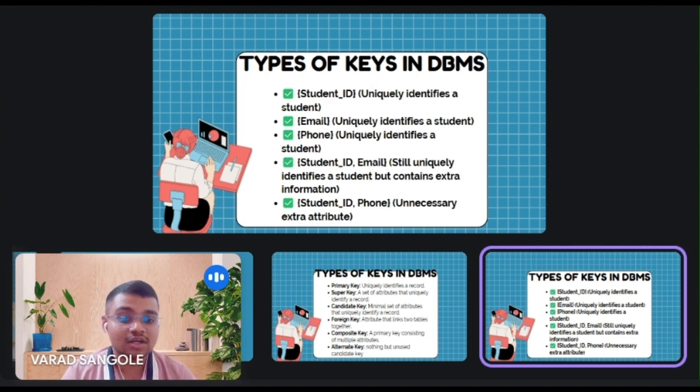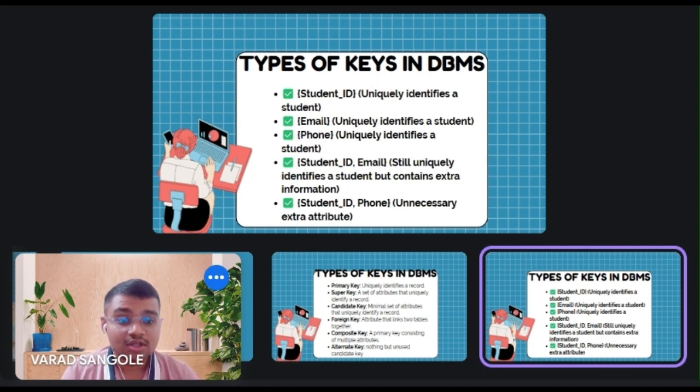Every student will have a different student ID, so it uniquely identifies the students. So student ID can be a primary key. There can be different keys which identify uniquely, but we have to take only one attribute as the primary key. That's why we are taking the student ID as the primary key here. You can take another also, if it uniquely identifies the student.